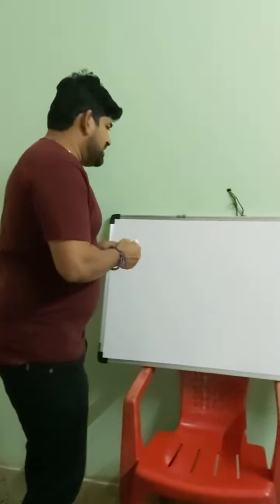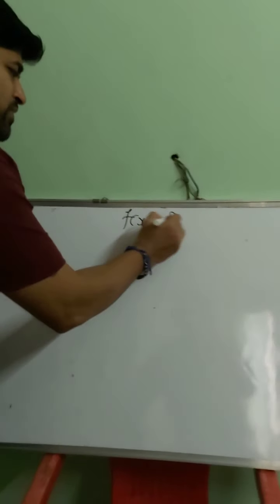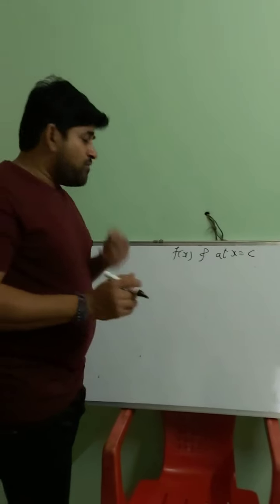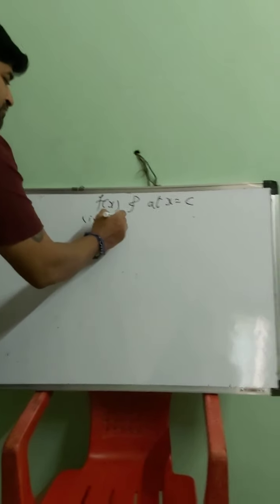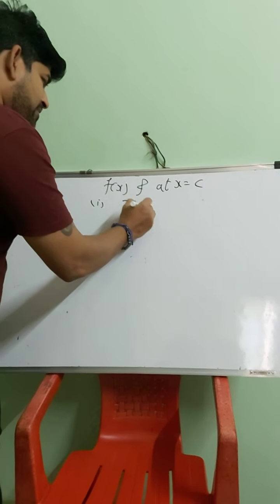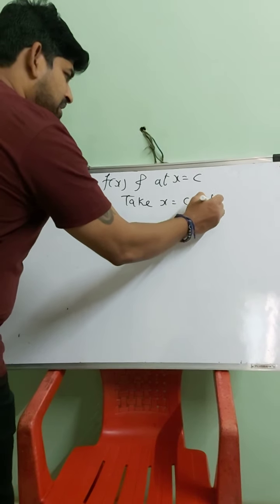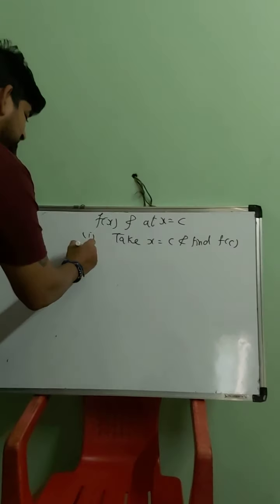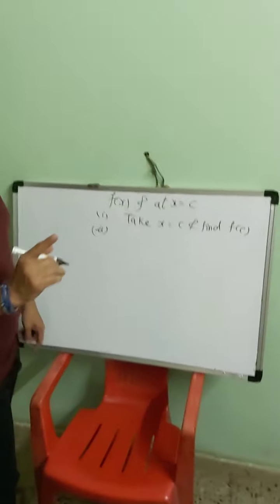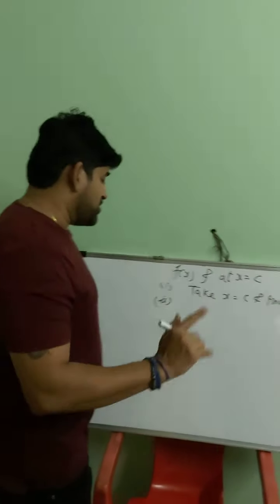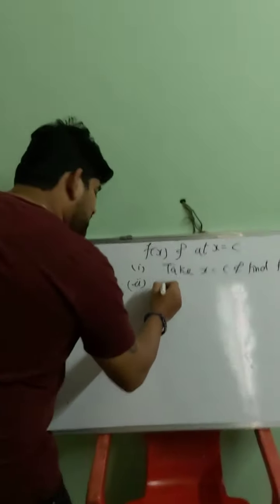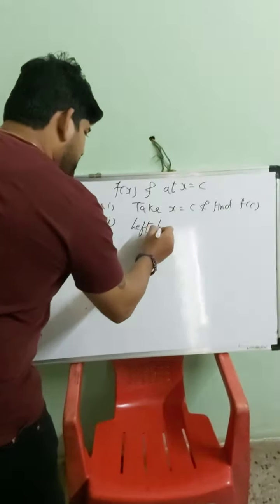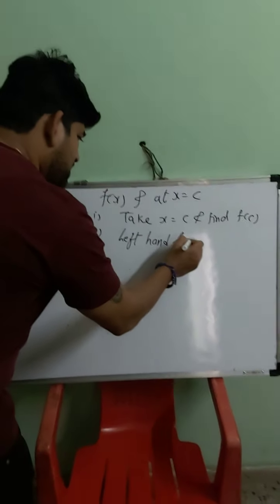Say suppose you are given any function f at x, and you have to check the continuity at x equals c. So first of all, your first step will be to take x equals c and find f at c. First of all you have to do this. Then second step, you have to check whether the limit as x tends to that point exists or not. For that, first of all you have to find the left hand limit.